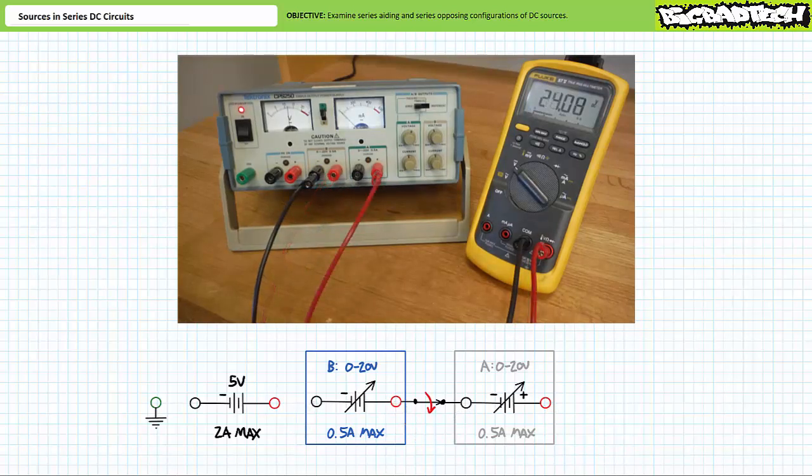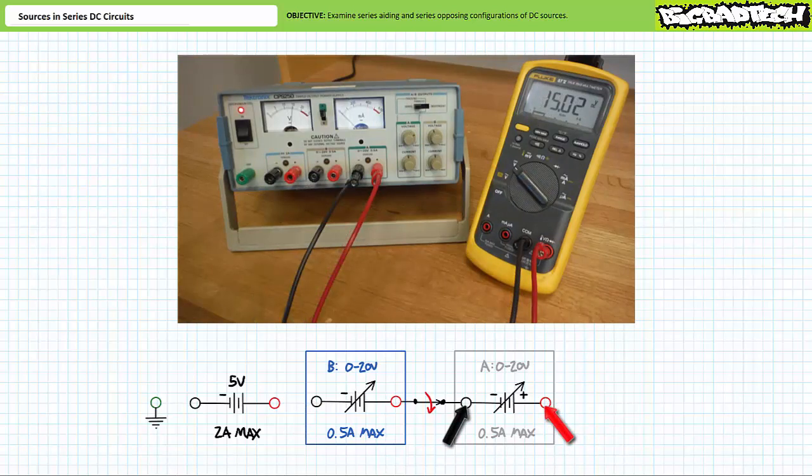Given these sources are in a series aiding relationship, A on top of B, a DC voltmeter demonstrates that A's positive terminal is 12 plus 12, or 24 volts higher than source B's negative terminal. If we adjust the tracking input for source A up to 15 volts, the DC voltmeter demonstrates the series aiding relationship of A and B have a differential of 15 plus 15, or 30 volts.